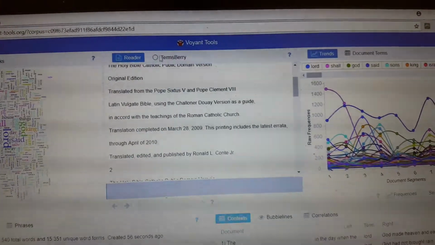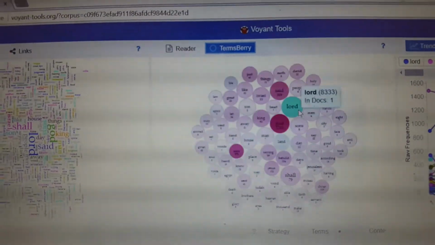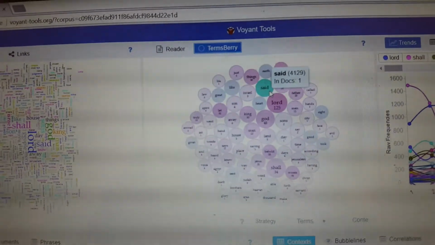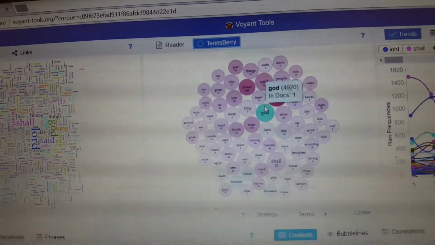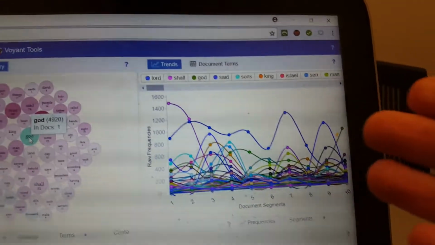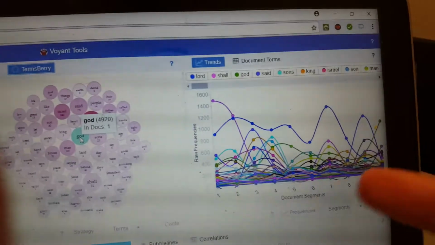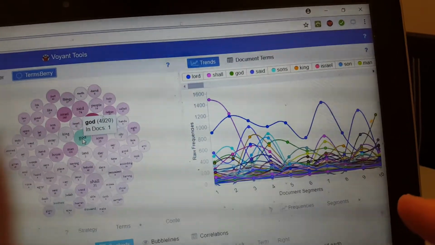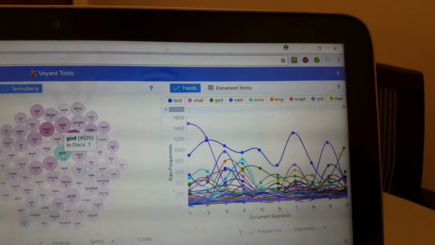They had this cool little thing called Termsberry, where when it loads, it's just so big. We might have to come back to that one. But there it is. It shows all the different times, the numbers, you can see them right there, 931, 4,920 for God. And over here, this is really neat. It's the most common words, and it shows the segments of the Bible, document segments, this one has 10, and how often that word appeared in each segment.